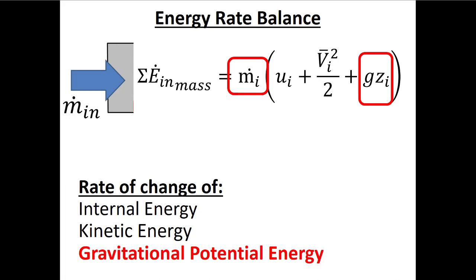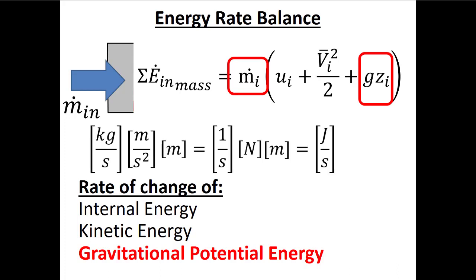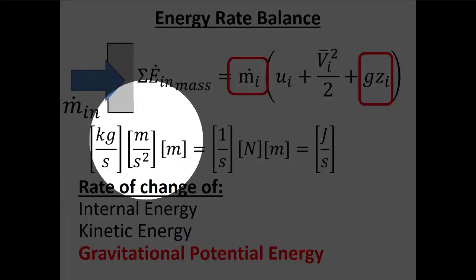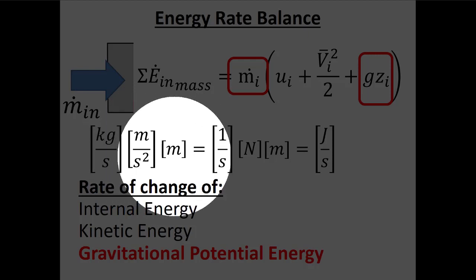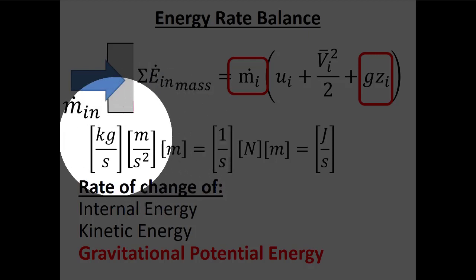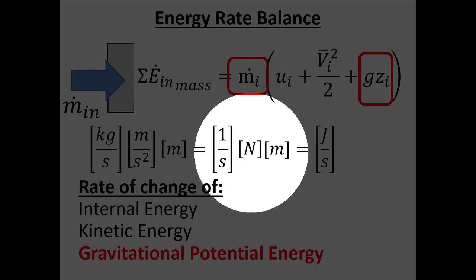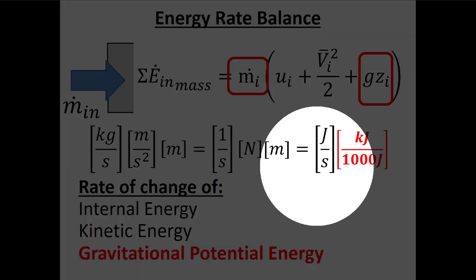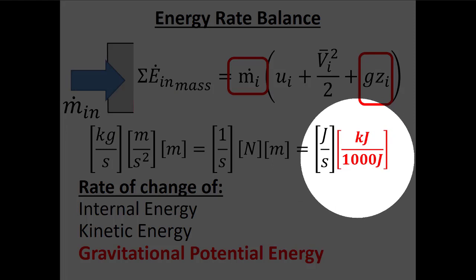The gravitational potential energy term is somewhat similar. So again, we have kilograms per second multiplied by an acceleration, meters per second squared, multiplied by a distance, meters, right? So kilogram meters per second squared, again, is going to be newtons. So this is going to be Newton meters per second or joules per second. So again, if this potential energy term survives, then I'm going to have to add in this extra unit conversion factor, right?